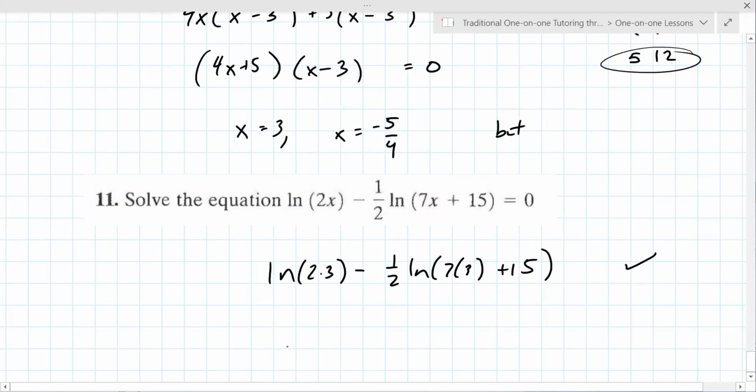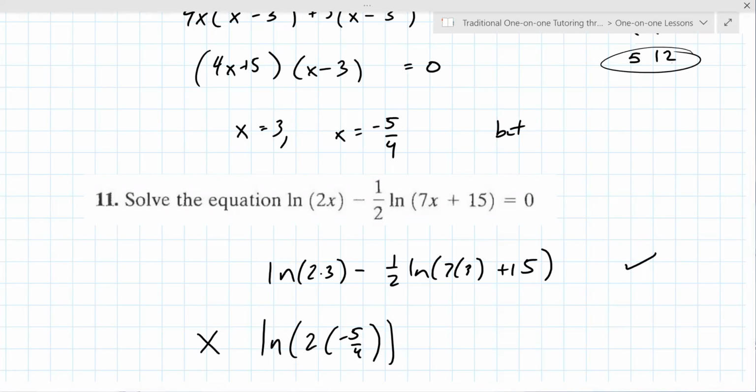But you can see right away, 2 times negative 5 over 4, that's bad. Because you cannot take the natural log of a negative number. That's the way it's defined. So the extraneous solution is this minus 5 over 4, and you'd want to say, when you check the answer in the original question, it doesn't work, or it's not valid at negative numbers. Got it.